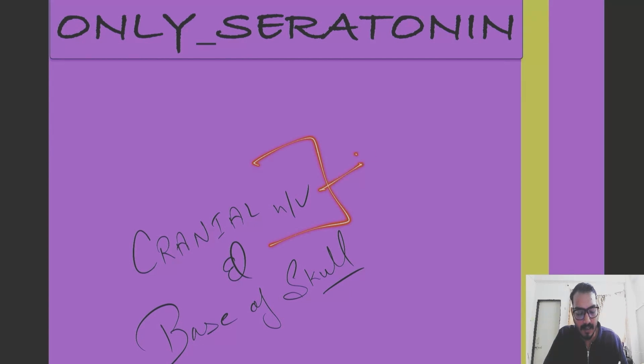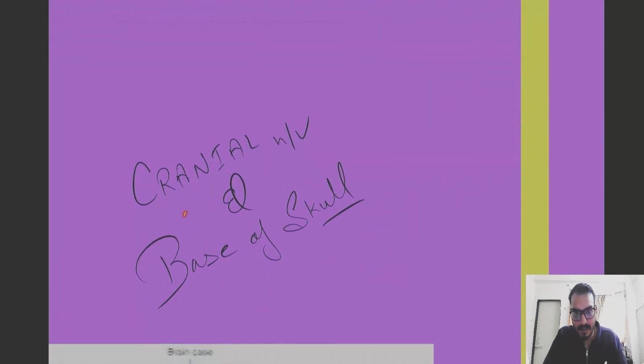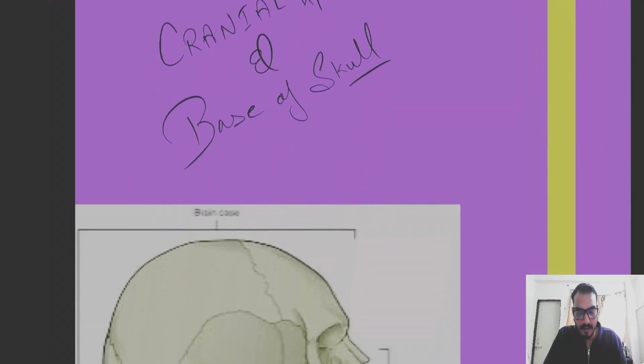How many cranial nerves are we having, sir? We are having 12 cranial nerves. The thing which you should know about this is they are bilateral. They are on both sides, on the right side also and on the left side also. And base of skull we are going to study, right? So this is skull, right?